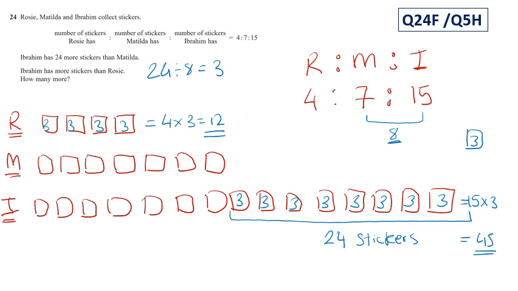To work out how many more stickers that Ibrahim has compared to Rosie, we're going to take the amount of stickers that Ibrahim has, which is 45, and find the difference with the amount of stickers that Rosie has, which is 12. So 45 take away 12, and that gives us an answer of 33. So Ibrahim has 33 more stickers.